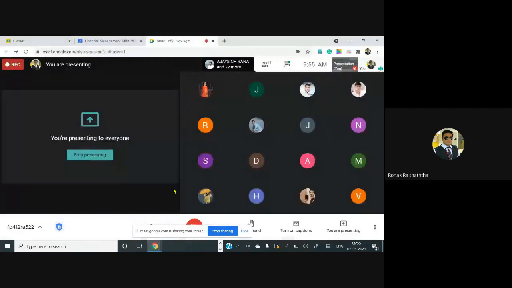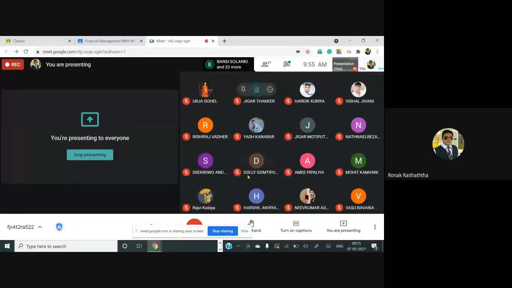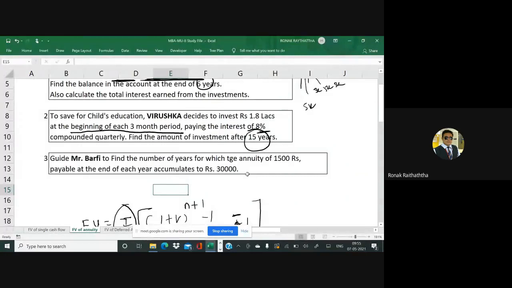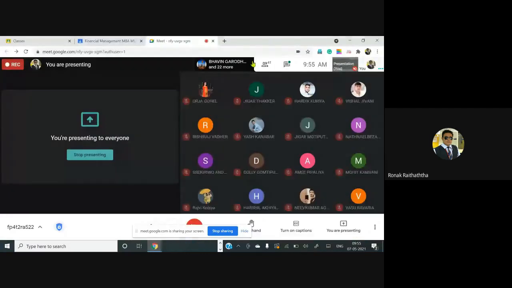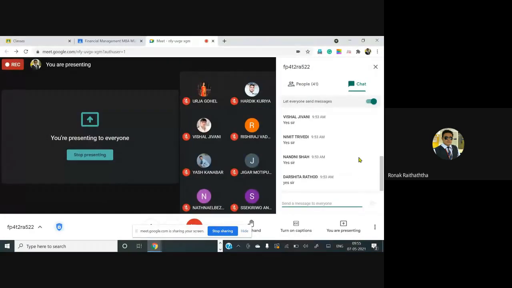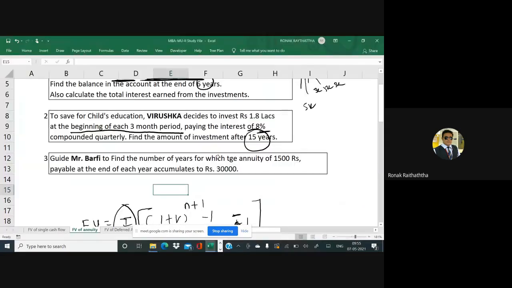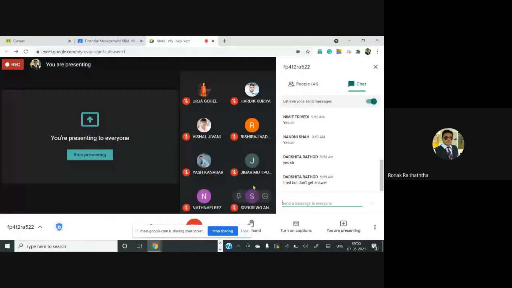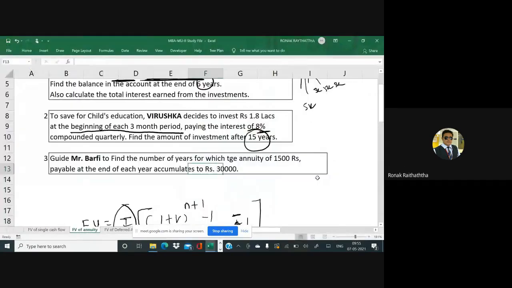Has anyone got any answer here? The third question which I had given you for the homework yesterday. Anyone? Has anyone tried it? No one? Okay, tried but didn't get the answer. Fine, no worries. Let's move ahead.